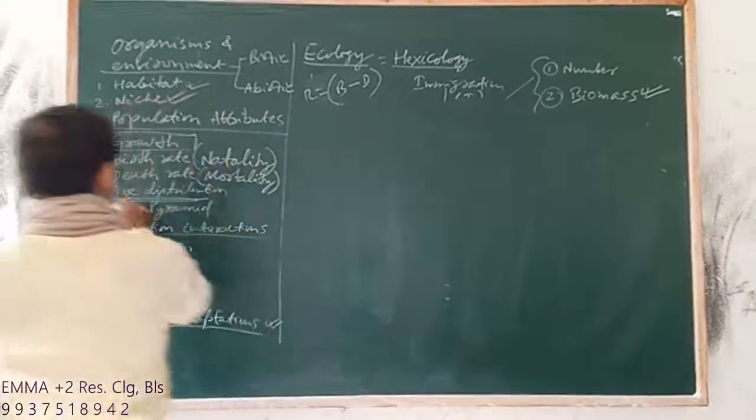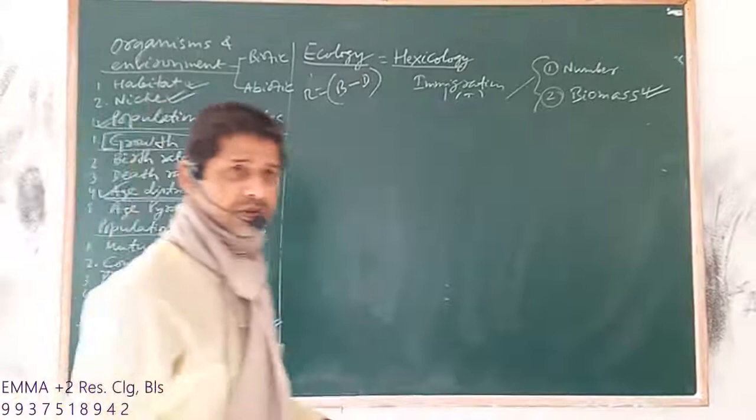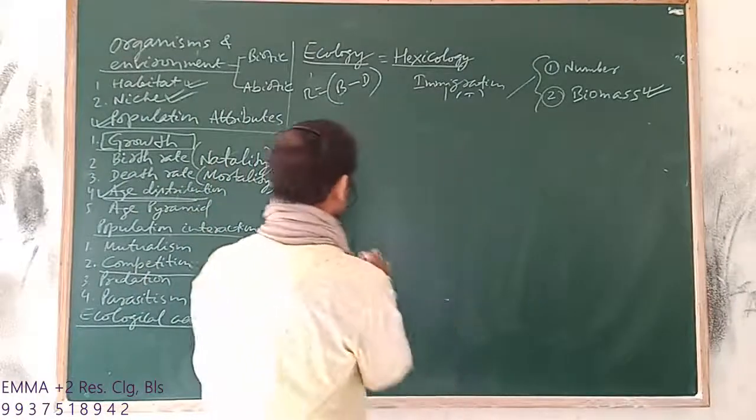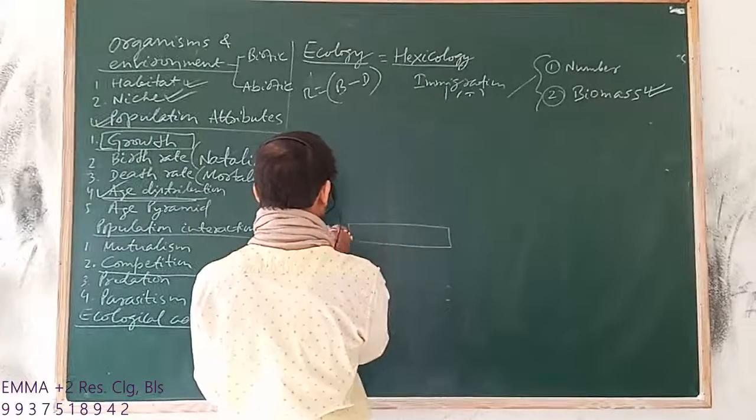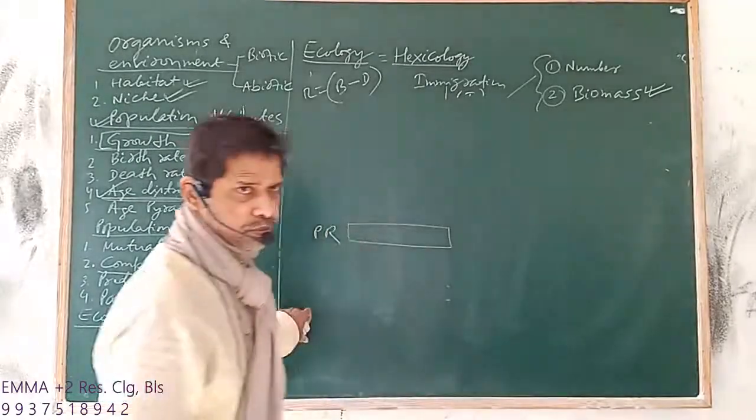This is a graphical representation, time versus population density. Now, age distribution. In an ecosystem, there are three types of age groups. Suppose this is the pre-reproductive age group, PR.